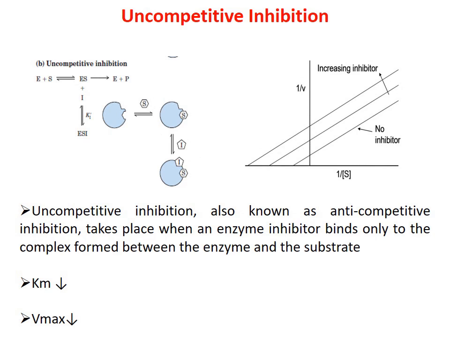In the case of uncompetitive inhibition, the uncompetitive inhibitor binds to the enzyme substrate complex only and inhibits the reaction. This type of inhibition is also called anti-competitive enzyme inhibition. In uncompetitive inhibition, both Km and Vmax values are decreased. We find different intercepts on 1 by V and 1 by S, indicating that in the presence of an uncompetitive inhibitor, Km and Vmax values are changed.